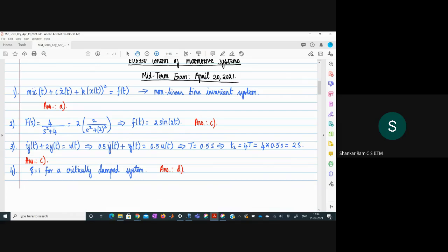The third question is about the settling time of a first order system. Please note that we need to put it in the standard form. What is the standard form? It is tau y dot plus y equals u. The equation is not in the standard form, so we need to divide by 2, and then we get the time constant as 0.5 seconds. We know that the settling time is 4 times the time constant. Consequently, the answer is 2 seconds. So the correct answer is choice C. And as we have learned, the damping ratio of a critically damped second order system is 1. So that is the answer to question number 4.